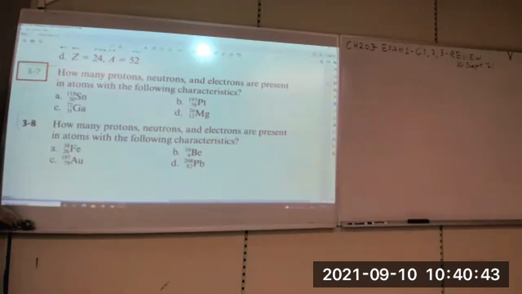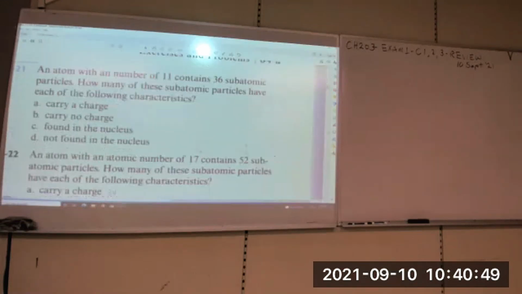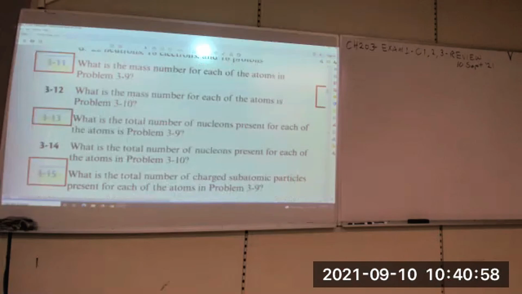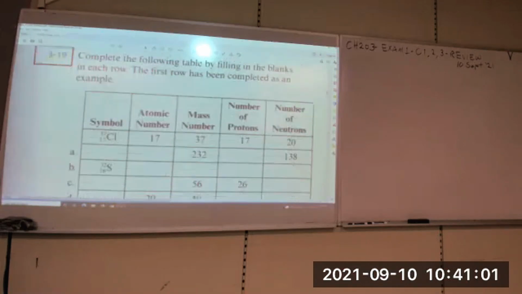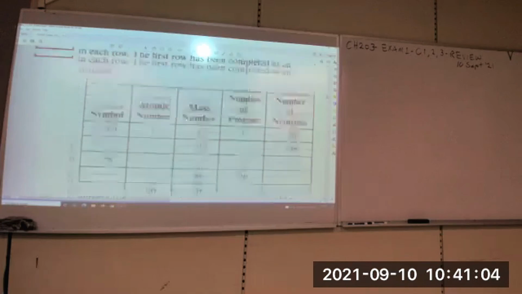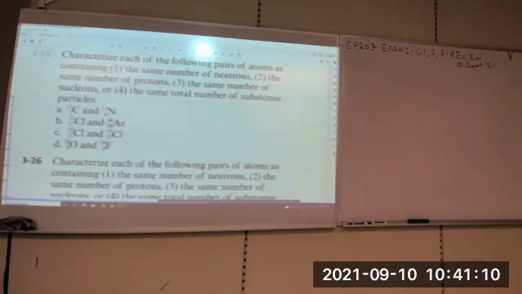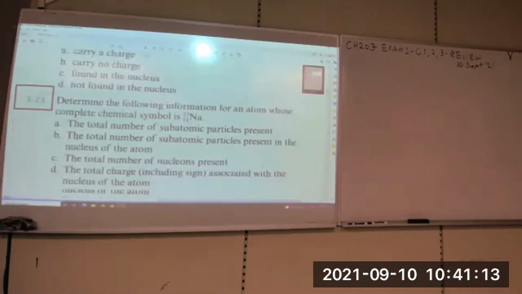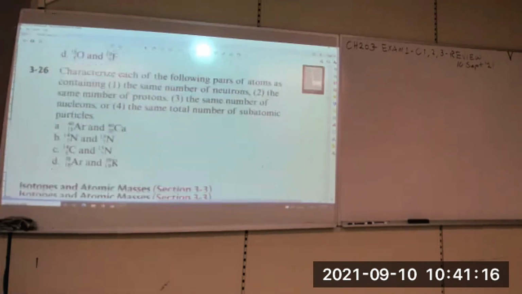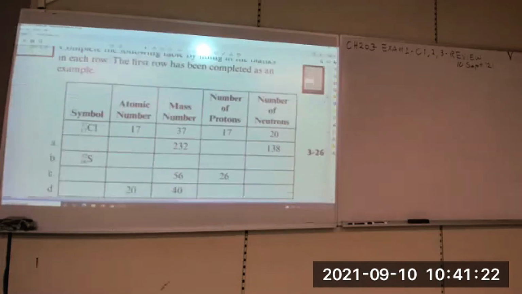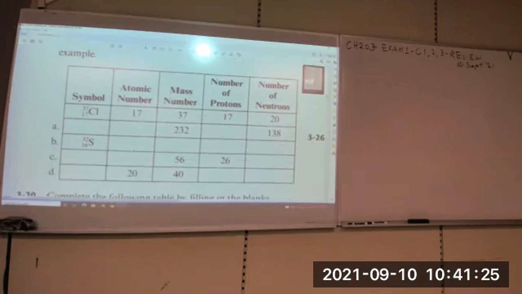Let's see, do we have ones for ions? That would be a good one to go to. If we can do that same type of calculation, only using ions. Okay, we'll come back to that one in a second. Let me look over here. All right, let's go back to that table. There it is. Complete the following table. Let's do that. How about that?